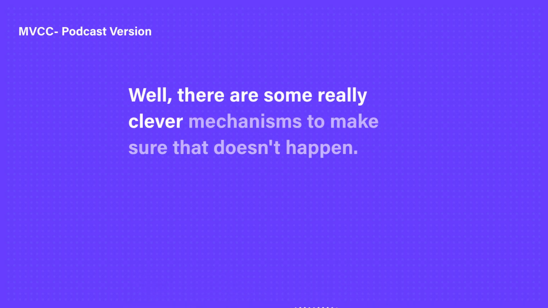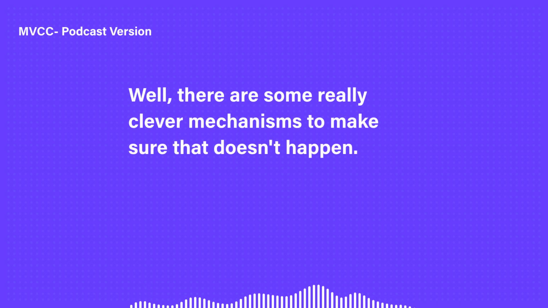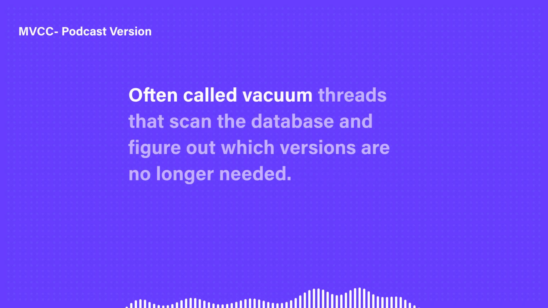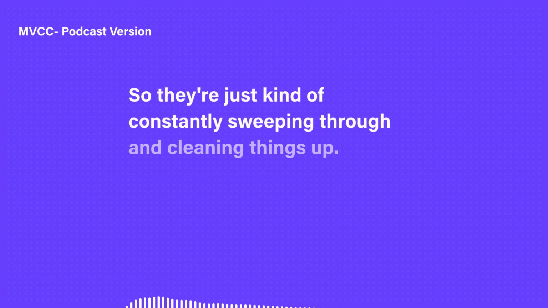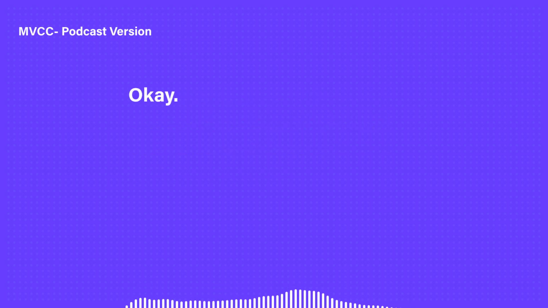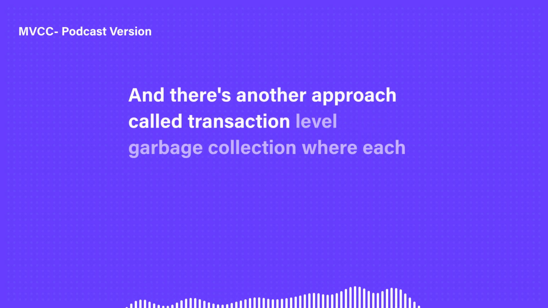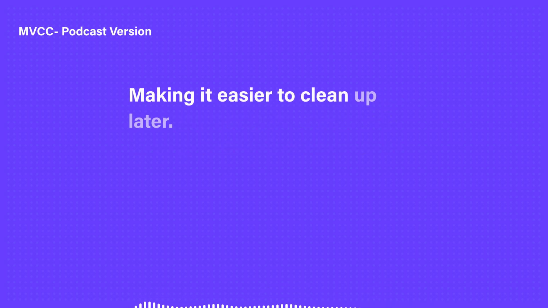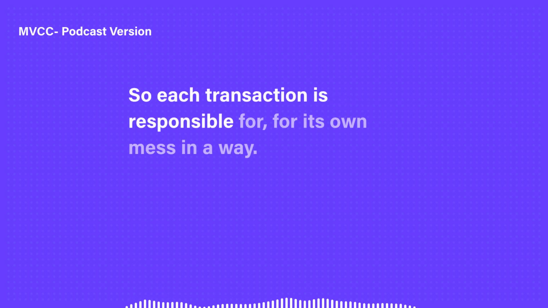Well, there are some really clever mechanisms to make sure that doesn't happen. One common way is something called tuple-level garbage collection, where you have these background processes, often called vacuum threads, that scan the database and figure out which versions are no longer needed. So they're just constantly sweeping through and cleaning things up. Yeah, pretty much. And there's another approach called transaction-level garbage collection, where each transaction keeps track of the versions it messes with, making it easier to clean up later. So each transaction is responsible for its own mess in a way.